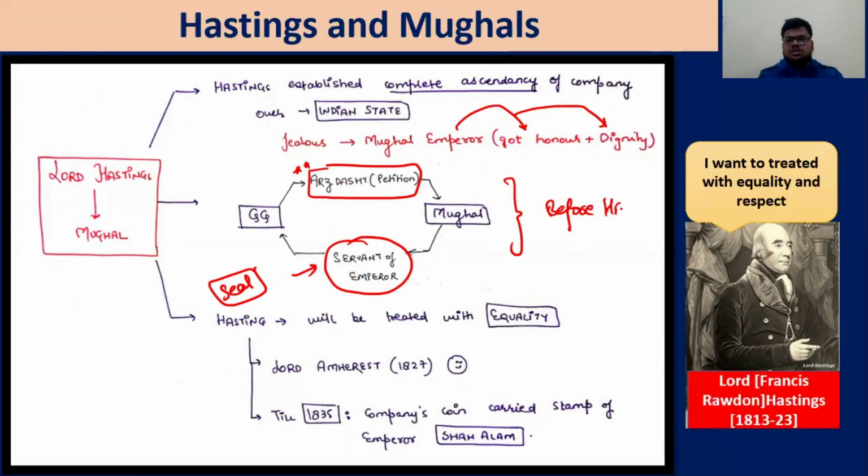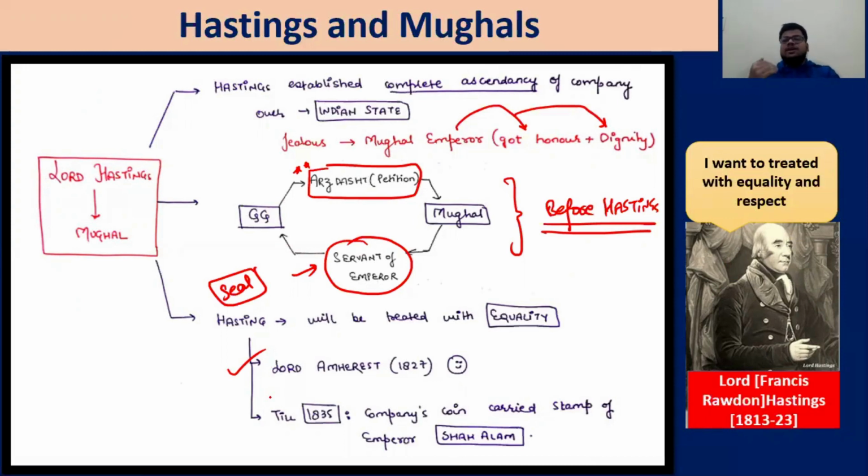Now Hastings says, no, this is not done. When I have taken over all these territories, I need to put these people down. I need to put the Mughals down. So Hastings said that I want to be treated with respect. Though nothing significant happened in his time, his successors were treated with respect. For example, when Lord Amherst went to meet the Mughal emperor, he was treated with equality.